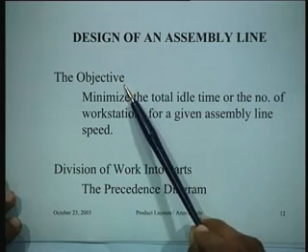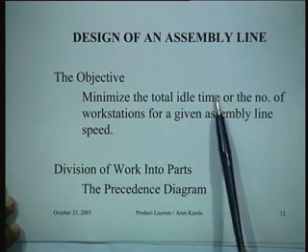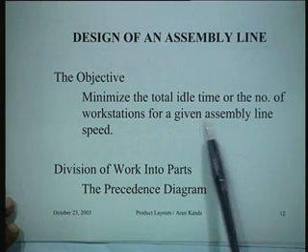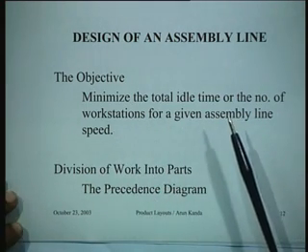What's the objective in the design of an assembly line? It is basically to minimize the total idle time or the number of workstations for a given assembly line speed. That's what we are trying to do.